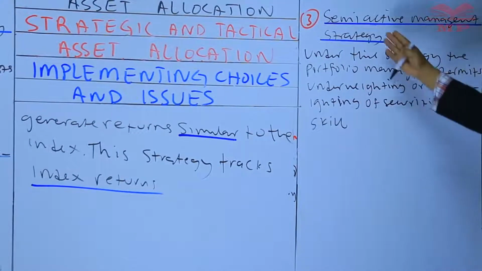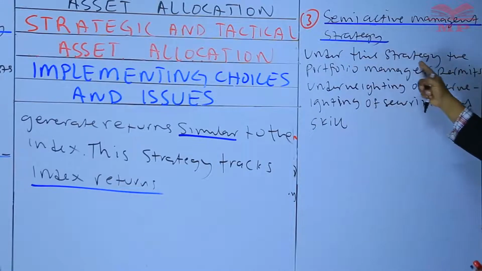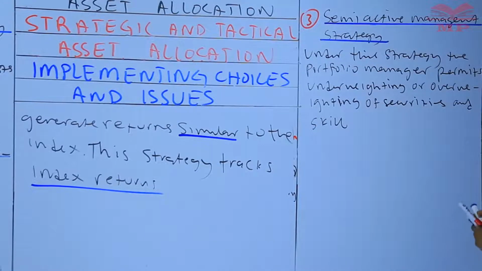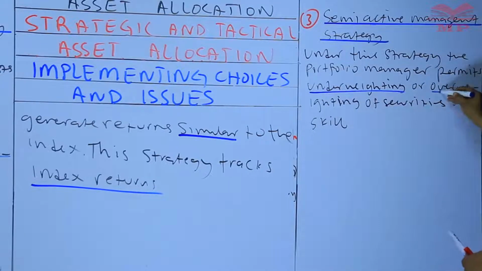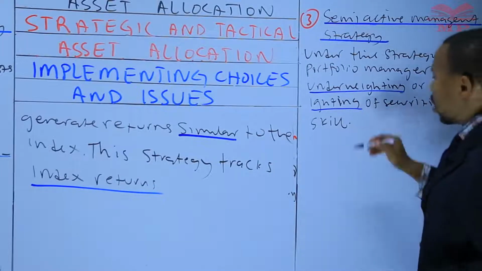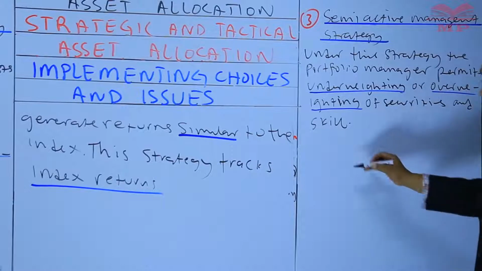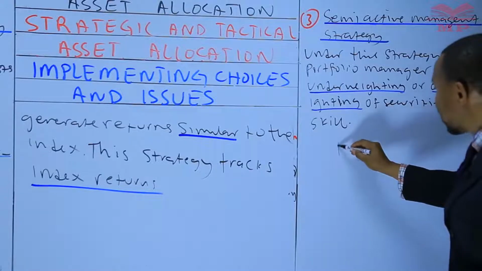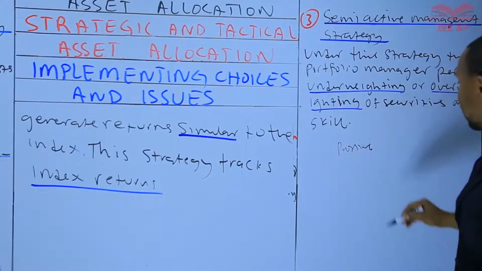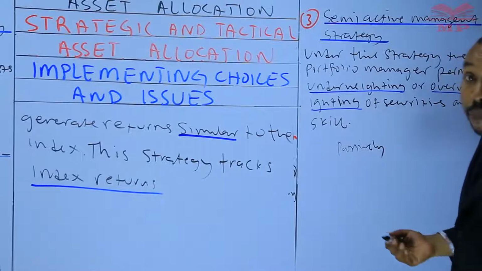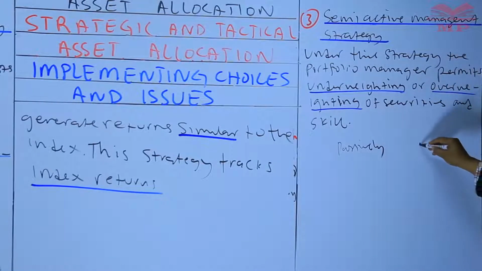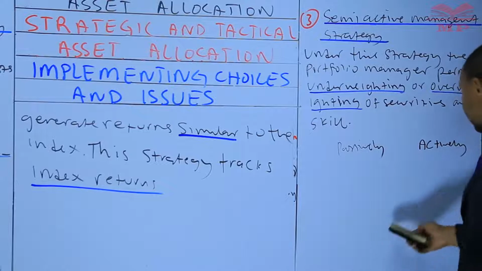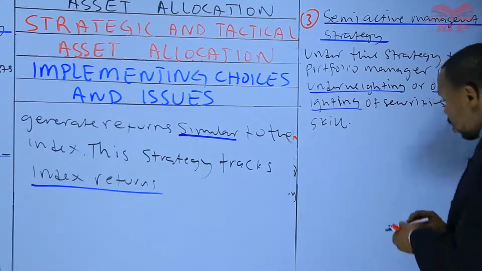Under this strategy, we are saying semi-active management strategy. Under this strategy, the portfolio manager permits underweighting or overweighting of securities and skill. At some points in time, you find that they are inclined towards investing passively. At other points in time, you find that they're actually inclined towards investing actively. So putting it in form of a visual representation, we can have it like so.